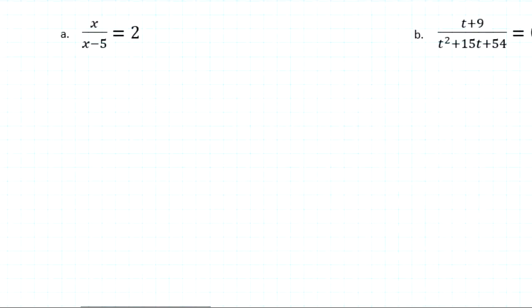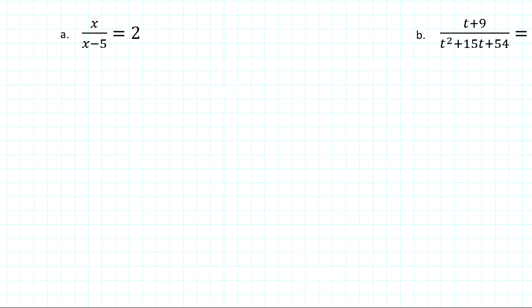The first we're looking at is x over x minus 5 equals 2, and we'll go ahead and multiply both sides by x minus 5 so that we can clear out the x minus 5 in the denominator. When we do this, on the left side, the x minus 5s will cancel and we'll be left with just an x. On the right side, we'll distribute the 2 across and get 2x minus 10.